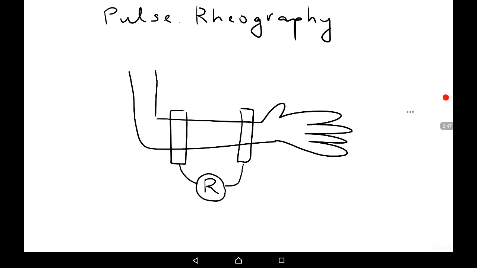Electrical resistance will be not constant because the filling of large arteries with the blood will be not constant. We will draw the artery that is filled with the blood. The more is filling, the better the electricity is conducted. Therefore, the less is resistance, electrical resistance of that part of the body.